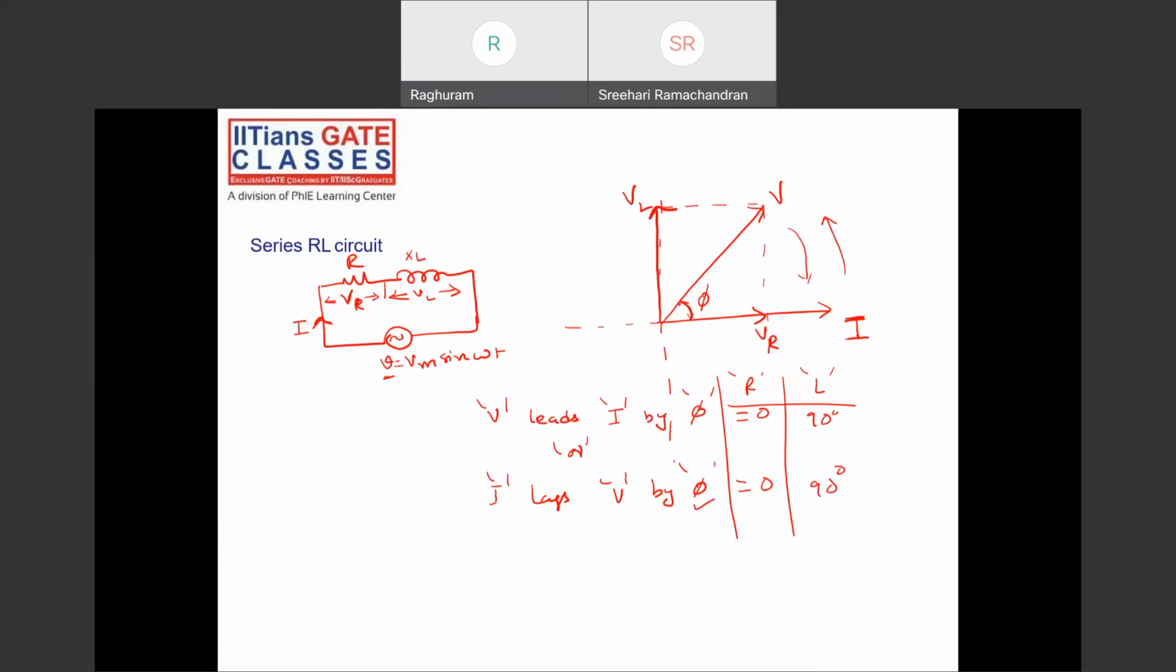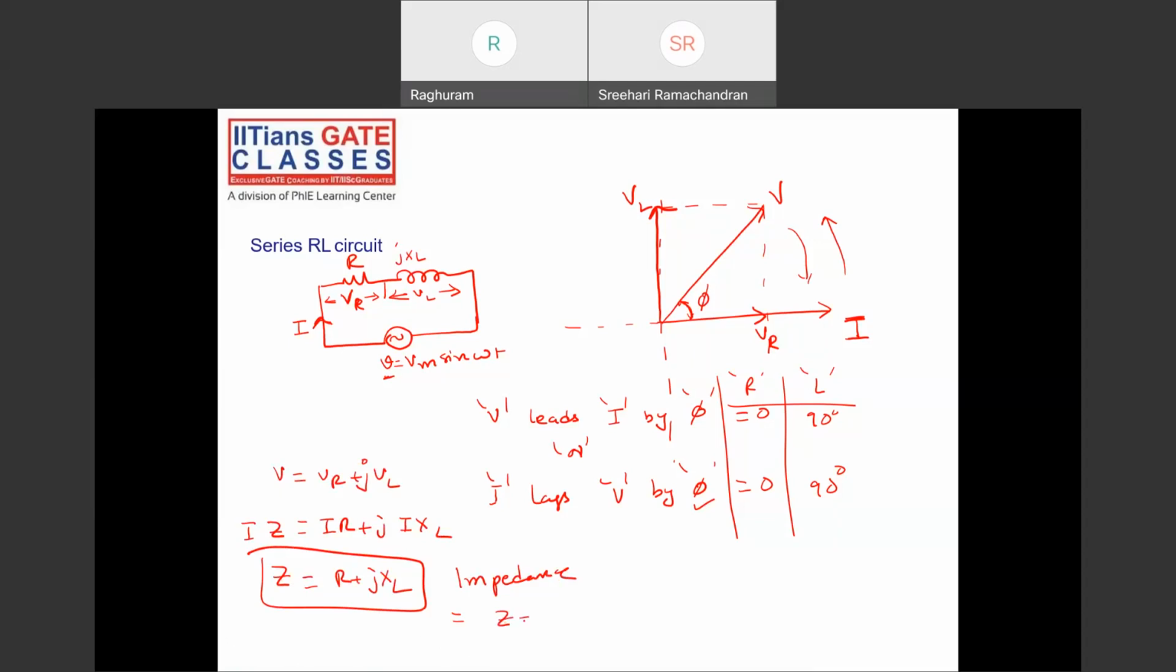So, impedance. Similarly, V is equal to VR plus jVL. Why? Because this is an impedance term, jXL. So this is IR plus j into IXL, which is I into Z. Taking I common, Z is equal to R plus jXL, the impedance.